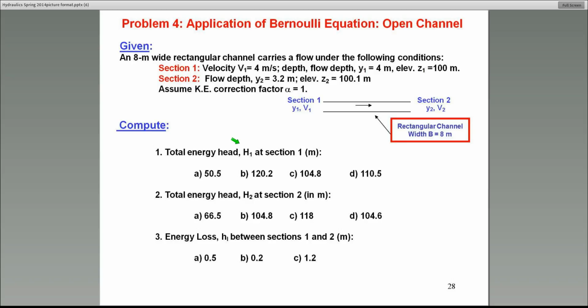Now remember in the Bernoulli equation we have 3 terms. Instead of P over gamma, you'll be substituting Y, the flow depth.